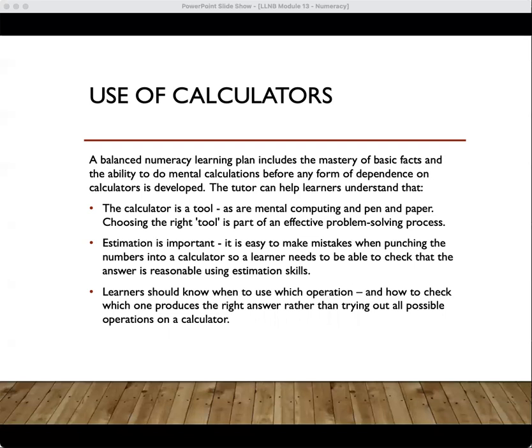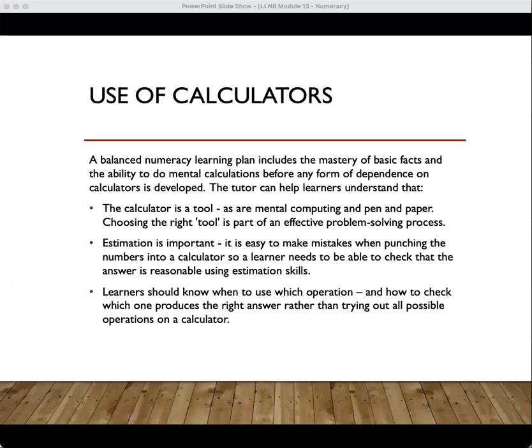A balanced numeracy learning plan includes a mastery of basic facts and the ability to do mental calculations before any form of dependence on calculators is developed. As numeracy development is incremental, a weak foundation will impact a learner's growth in the longer term. So calculator use should be limited at the beginning while those skills are still being developed and then increase over time.